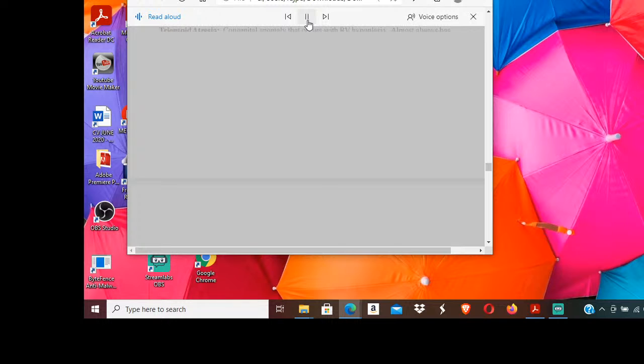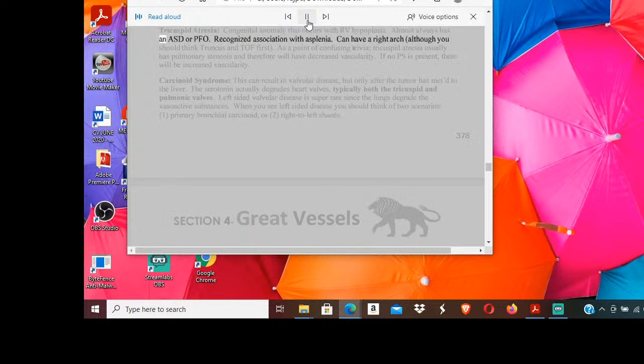Tricuspid atresia, a congenital anomaly that occurs with RV hypoplasia. Almost always has an ASD or PFO. Recognized association with asplenia. Can have a right arch, although you should think truncus and TOF first. As a point of confusing trivia, tricuspid atresia usually has pulmonary stenosis and therefore will have decreased vascularity. If no PS is present, there will be increased vascularity.